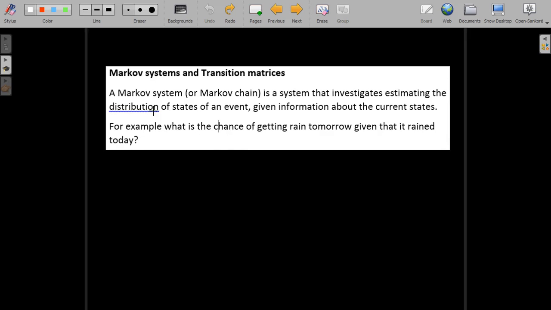So our initial state, I'll talk about initial states later on. Our initial state is that it rained today, and the chance of raining tomorrow is 70%. So that's all we're talking about.